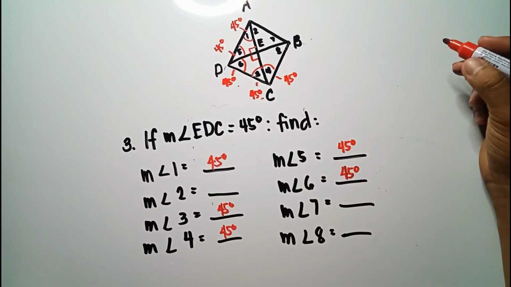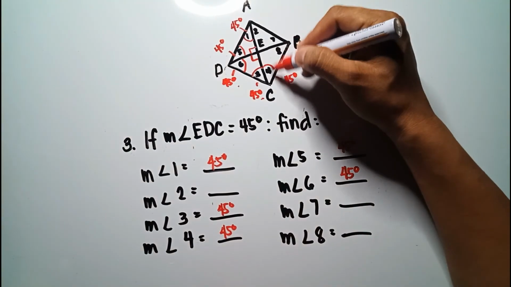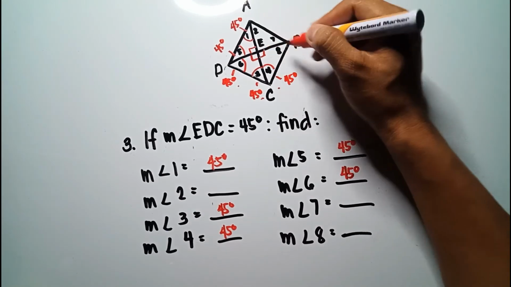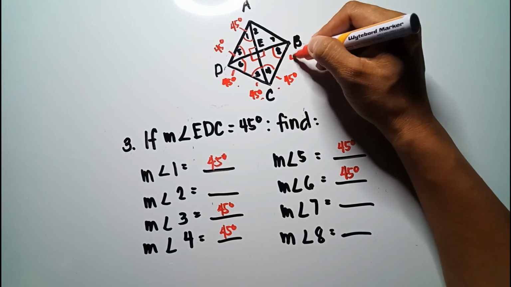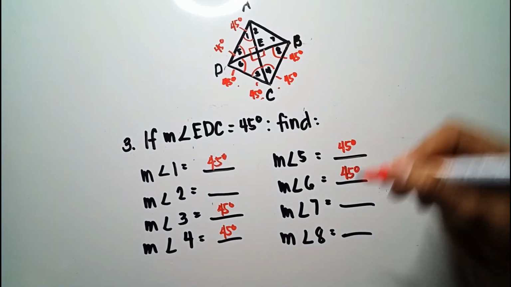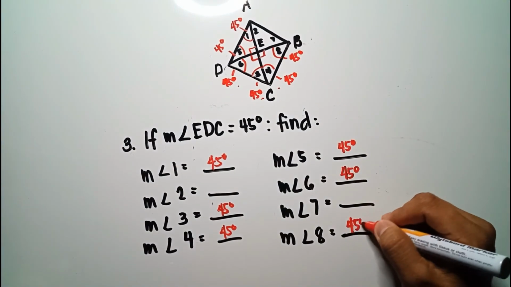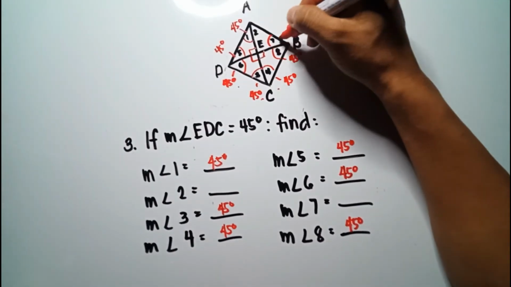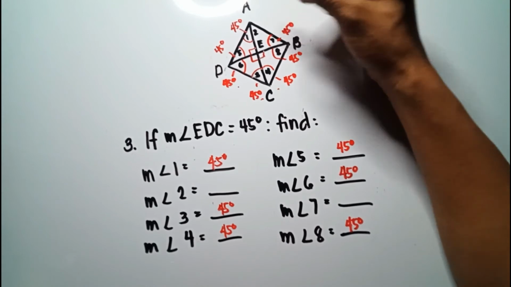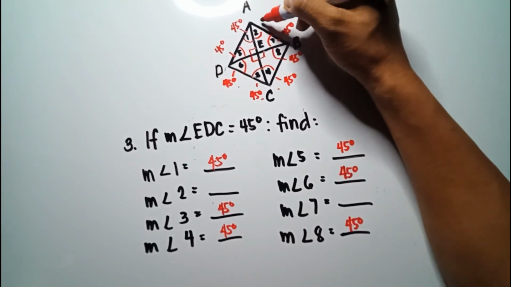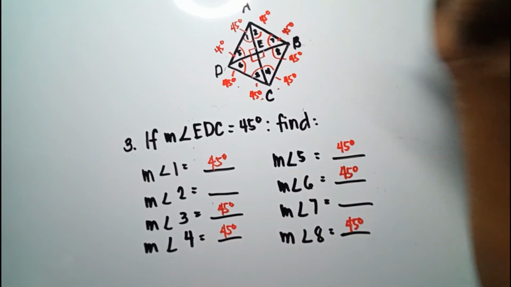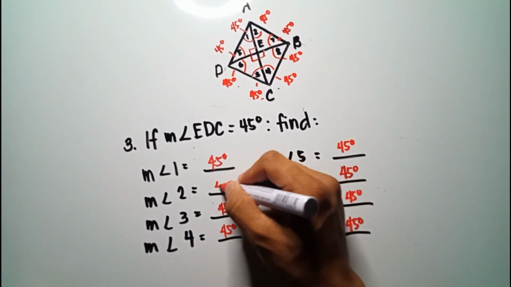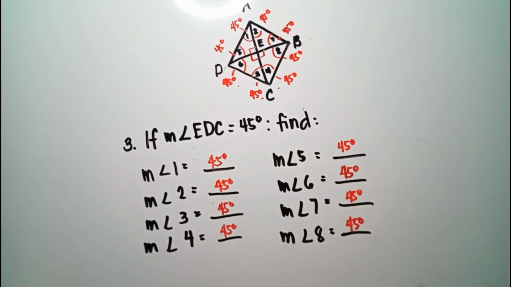Then, for the next one, for this triangle, this is 90 degrees. This is 45, so angle 8 is also 45 degrees. Since this is again an angle bisector, angle 7 is 45 degrees. Angle 2 is also 45 degrees. So meaning all the angles here are 45 degrees.